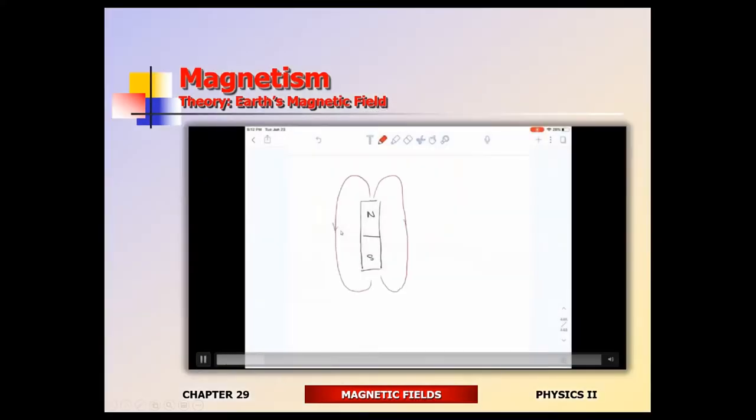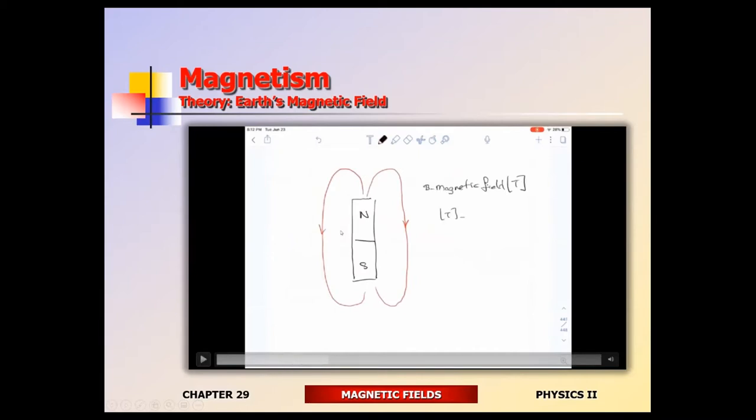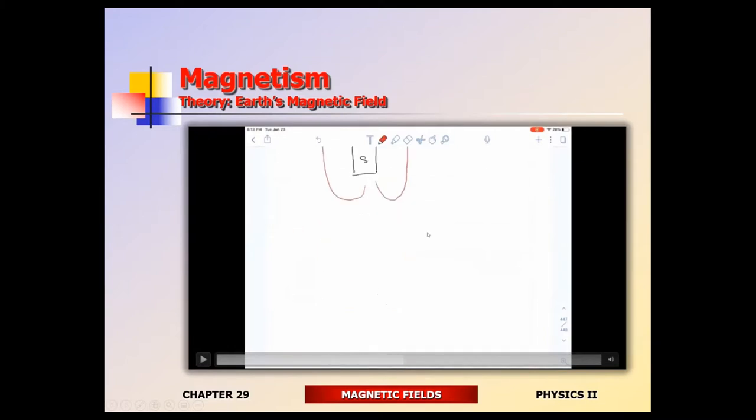So the question is, what generates the Earth's magnetic field? We had a discussion about it, so we will just touch on it. We will do a fast review. The strength of the magnetic field is denoted by the letter B. The unit is T, T stands for Tesla. Magnetic field lines point from the north pole towards the south pole of a magnet.